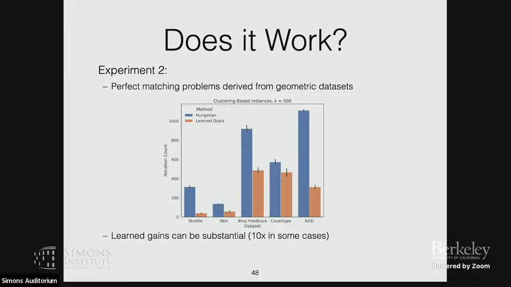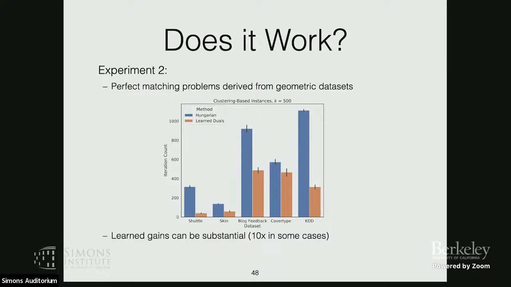Good. So we ran on a bunch of geometric data sets. Here we're finding the min cost matching of these points, where the edge lengths are the Euclidean distance. And we just subsample these. I can get more into how the sampling goes. But basically, what do we see?